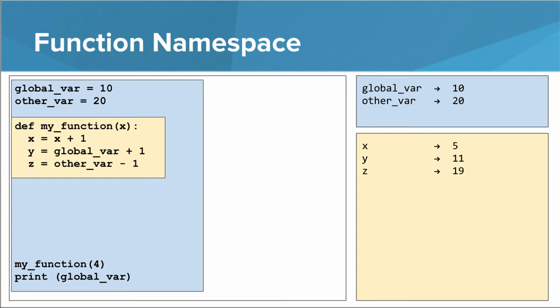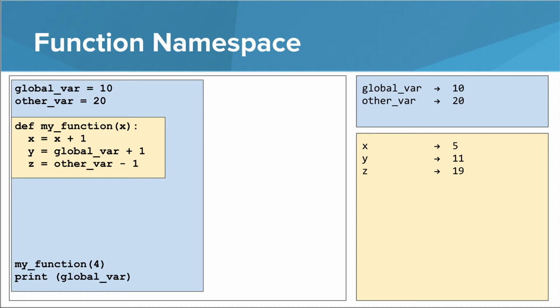If a name does not exist in the local current namespace, it actually hops up one namespace to look for it. So since it doesn't exist in the function's namespace, it'll hop up to the global namespace, find it out in the blue global namespace, and grab that value. So y will be set to global_var + 1, which is 10 + 1, which is 11. Same thing with z, it's other_var - 1, so it'll be 20 - 1, which is 19.